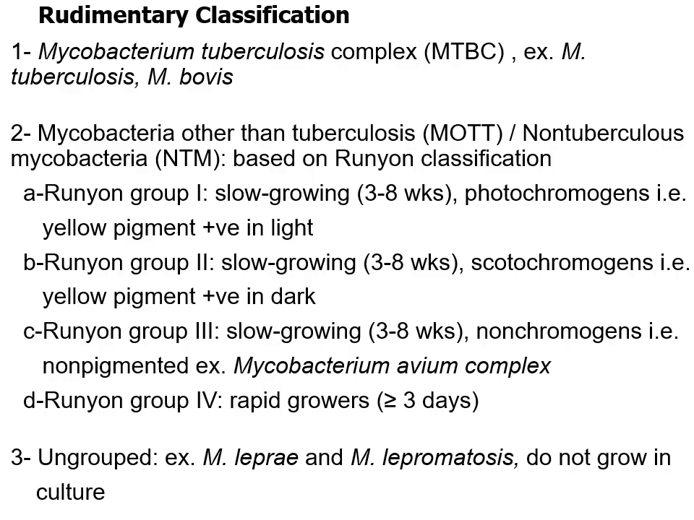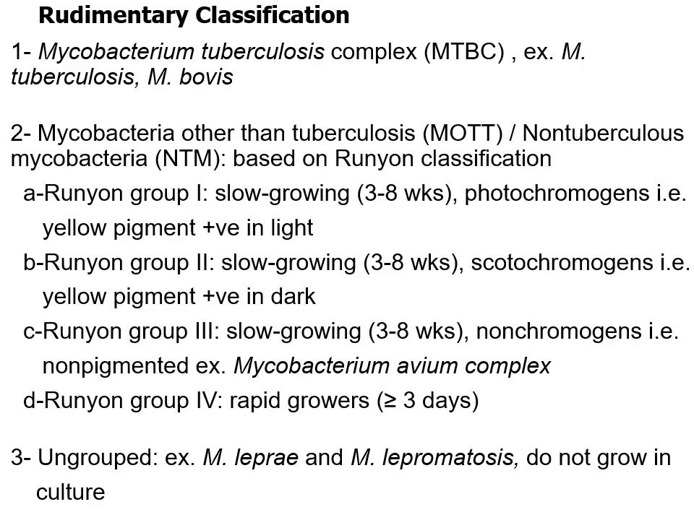This is called the Runyon classification. The Runyon group 1, these are slow growers. They take about 3 to 8 weeks. They are photochromogens, and so they produce yellow pigment in light. The Runyon group 2 are also slow growers. They are scotochromogens, so they produce yellow pigment if you place them in the dark.